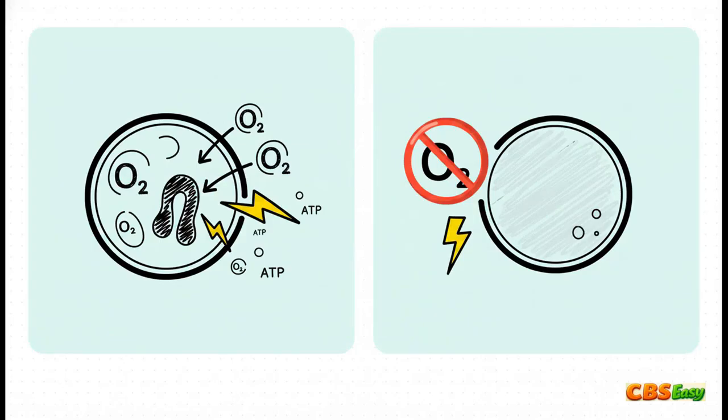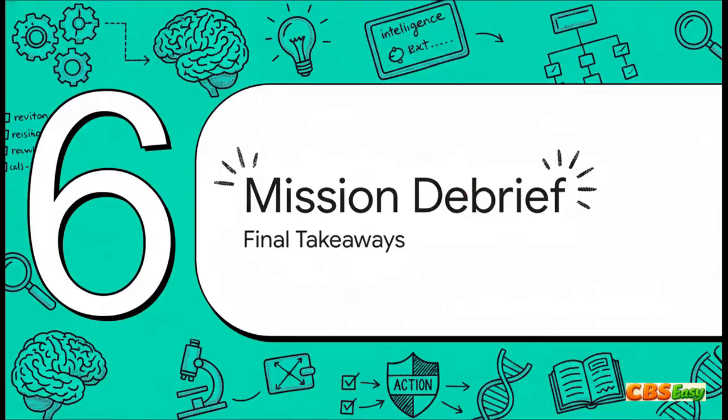And this brings us to a classic exam question. What's the difference between aerobic and anaerobic respiration? Here's the simple breakdown you have to remember. Aerobic needs oxygen, happens in the mitochondria, and it releases a ton of energy. Anaerobic, no oxygen, happens in the cytoplasm, and it releases way less energy. It's all about efficiency. Whew, we've covered our main targets, so now it's time for the mission debrief.